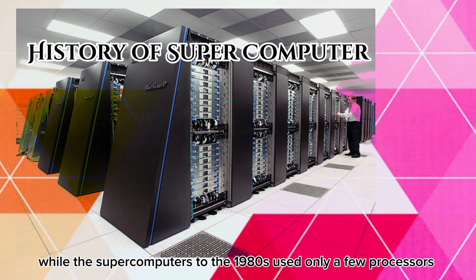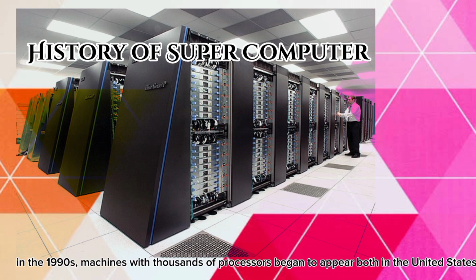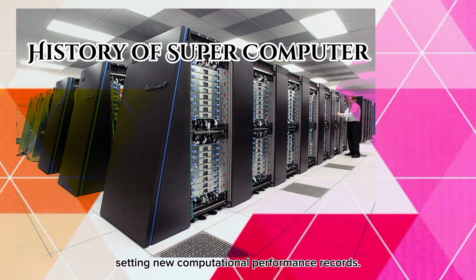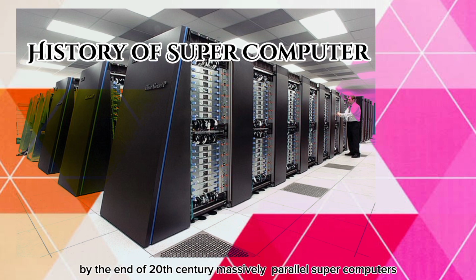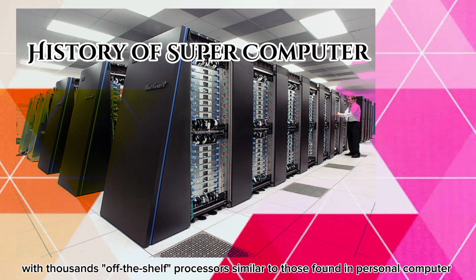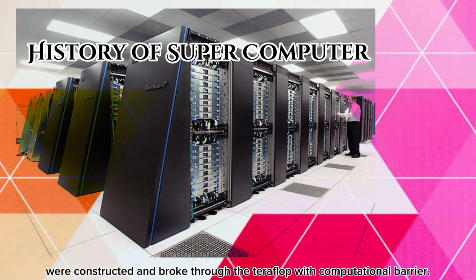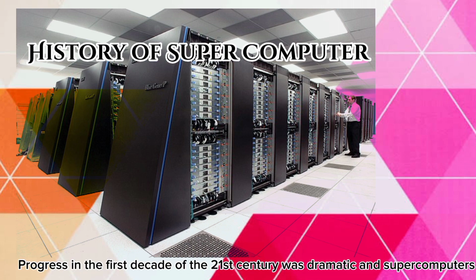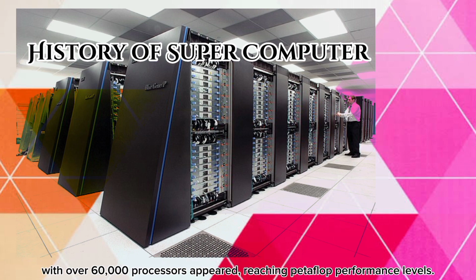1980s to 1990s development of supercomputers. While the supercomputers of the 1980s used only a few processors, in the 1990s machines with thousands of processors began to appear both in the United States and in Japan, setting new computational performance records. By the end of the 20th century, massively parallel supercomputers with thousands of off-the-shelf processors similar to those found in personal computers were constructed and broke through the teraflop computational barrier. Progress in the first decade of the 21st century was dramatic, and supercomputers with over 60,000 processors appeared, reaching petaflop performance levels.